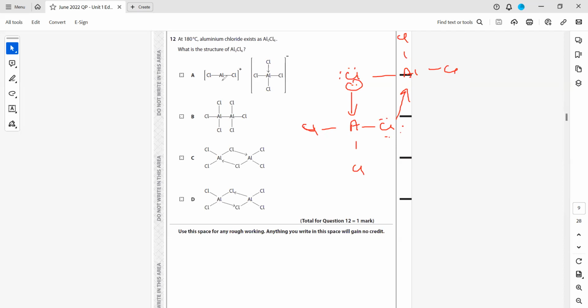So when we draw it, these two are totally wrong because they show all bonds as covalent. But it's like one molecule of AlCl3, with a covalent dative bond to another molecule of AlCl3. So they link with each other.